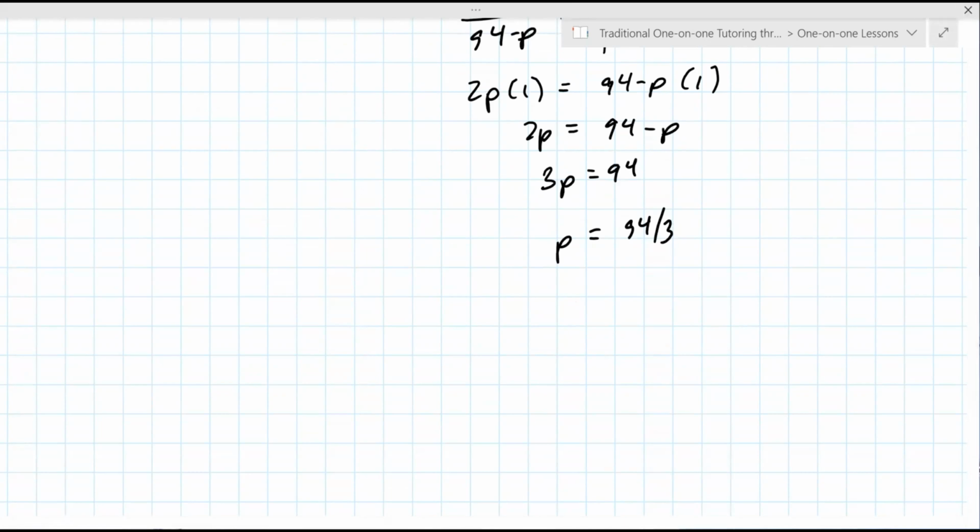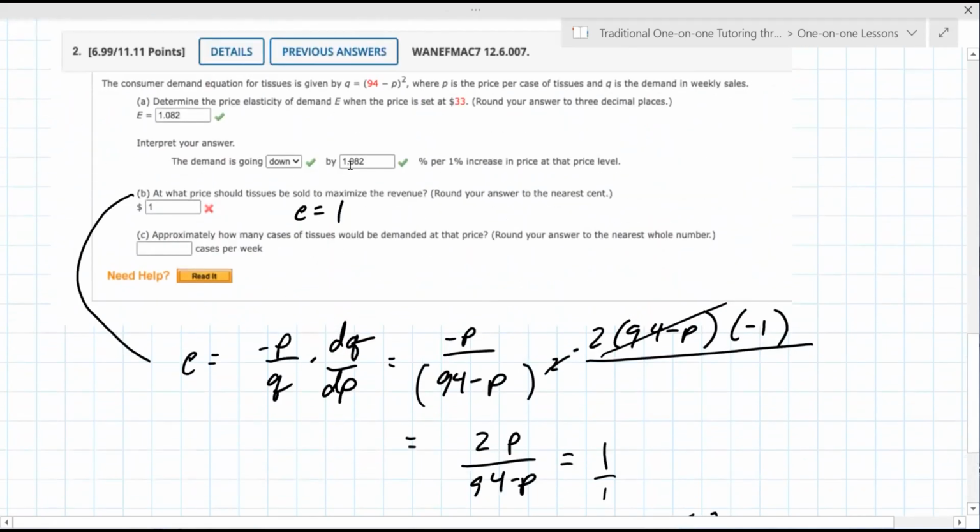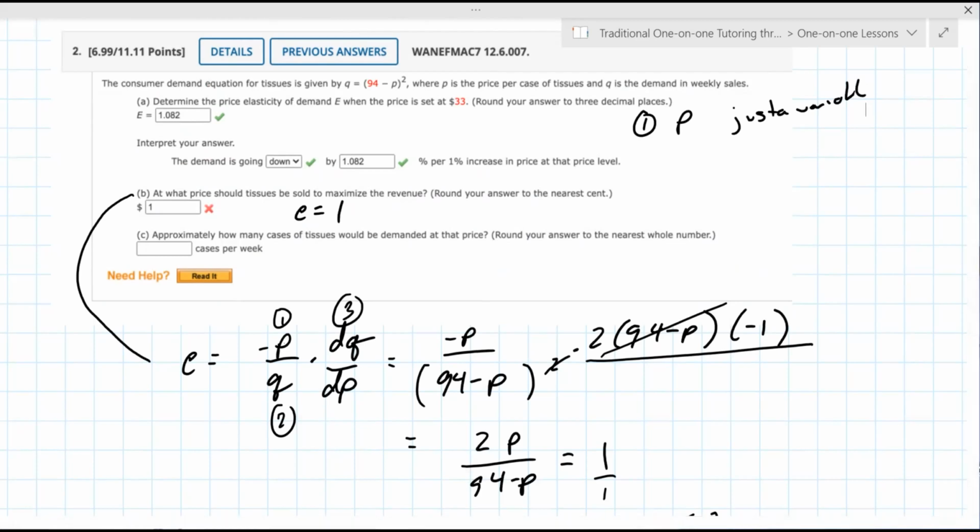Okay. I guess I'm just not understanding how to do the equation. You're talking about this one up here? Yeah, like how you got the 2 times 94 minus P times -1. Yes. Okay. So there are 3 things needed here. There's P, Q, and dQ dP. So like 1, 2, and then 3. So number 1, P is just a variable. Like that's always P. Almost always it's just P.